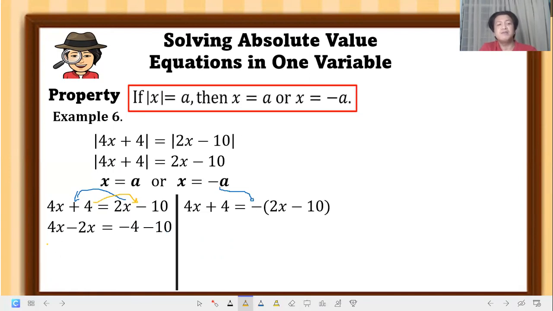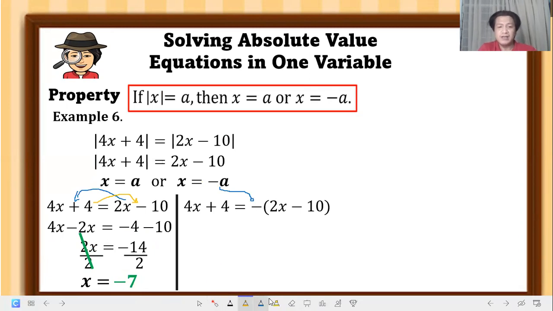And you can now simplify. What is 4x minus 2x? 2x siya positive. What is negative 4 minus 10? That is negative 14. Tsaka mo ngayon i-divide both sides by 2 para ma-remove yung numerical coefficient na 2. And therefore, cancel na yung 2 dyan, x na lang. What is negative 14 divided by 2? That is equal to negative 7. Yan yung unang value natin.